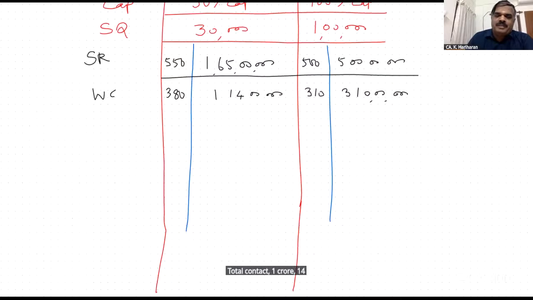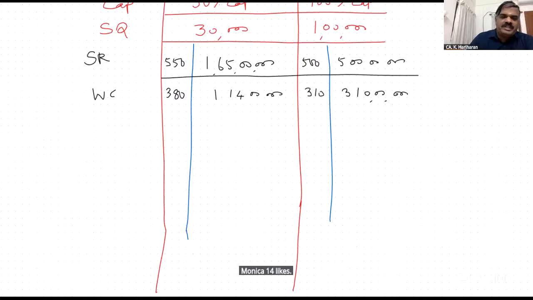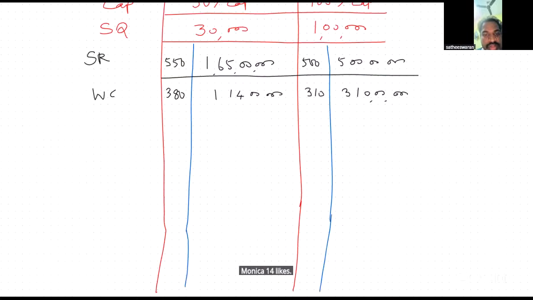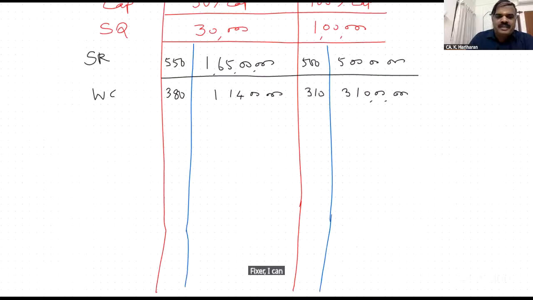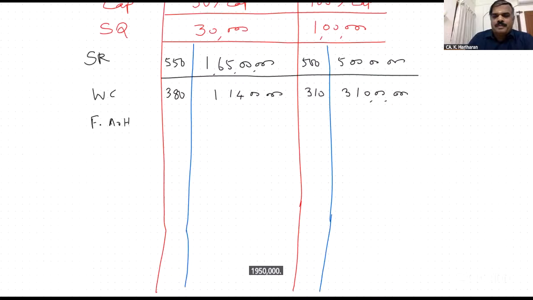Check, 380 into 30,000 is equal to 1 crore 14 lakhs. What is the next expenditure? Fixed administration expenses. Fixed administrative overhead. How much? 1,50,000.